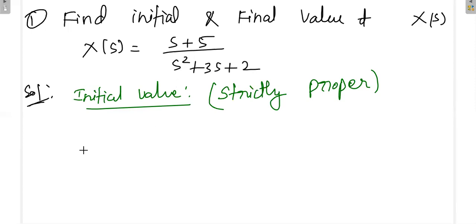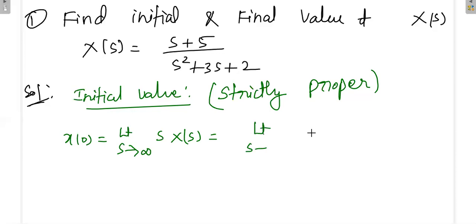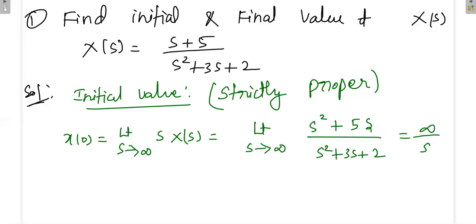So what is the initial value theorem? X(0) is the limit as s tends to infinity of s times X(s). Multiplying the numerator by s, we get the limit as s tends to infinity of (s² + 5s) / (s² + 3s + 2). If you apply s equal to infinity directly, you will get infinity by infinity, but that is not allowed. So some way we have to get a finite answer.